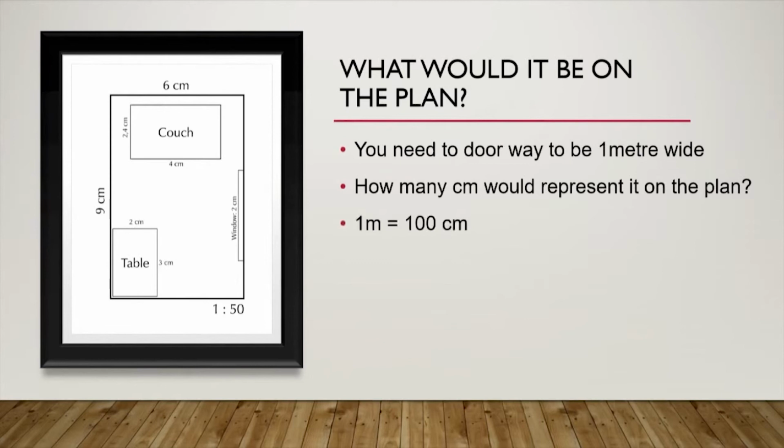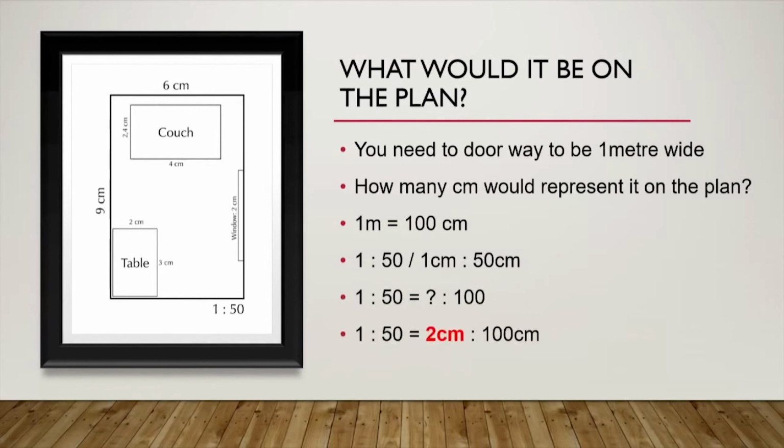So if it's 50 centimeters to 1 centimeter on the map, let's see if you got it right. So 1 meter is equivalent to 100 centimeters. Therefore, the ratio is 1 to 50, 1 centimeter to 50 centimeters on this particular drawing. So if you want to represent 100, what do you do? You would multiply 50 by 2 to get to 100. You will also multiply the 1 by 2. So 2 centimeters will give you the measure of 100 centimeters in actuality. So on your diagram, your doorway must be 2 centimeters.